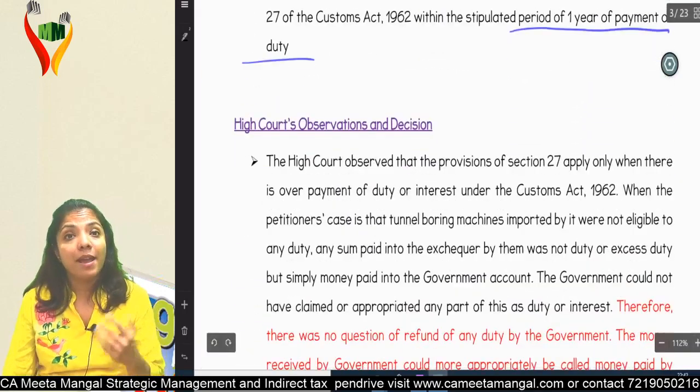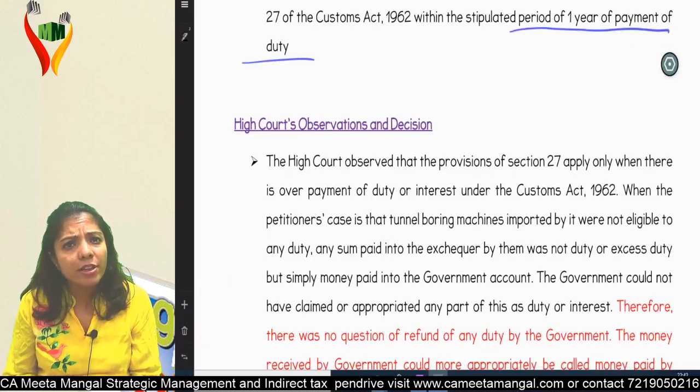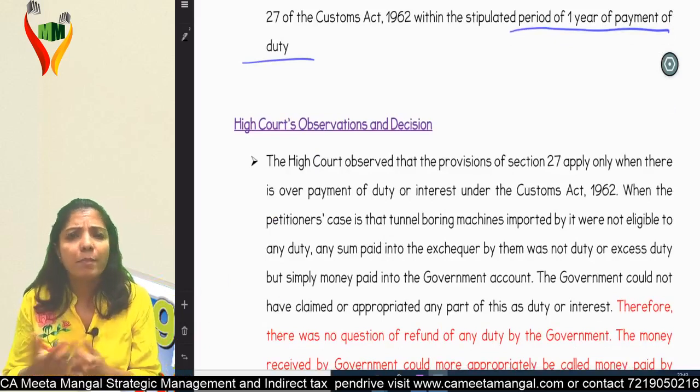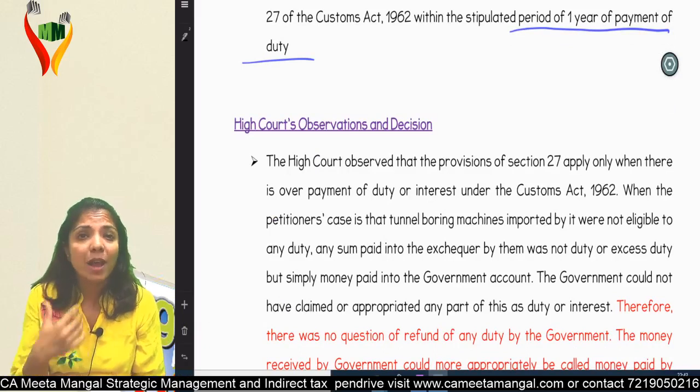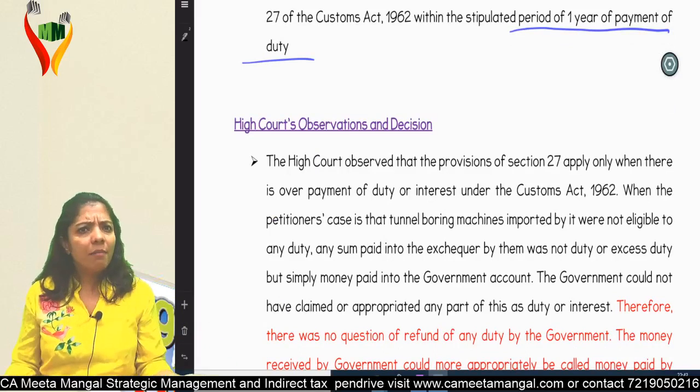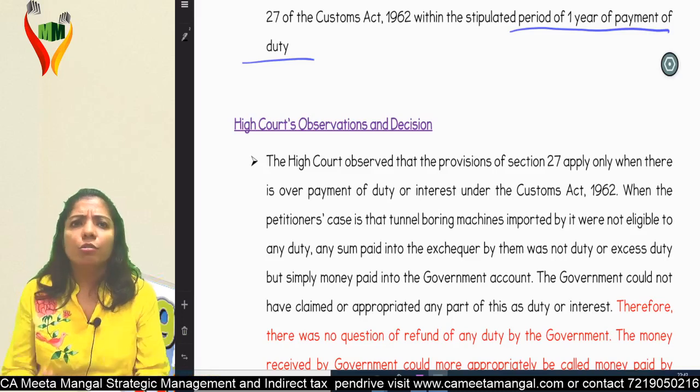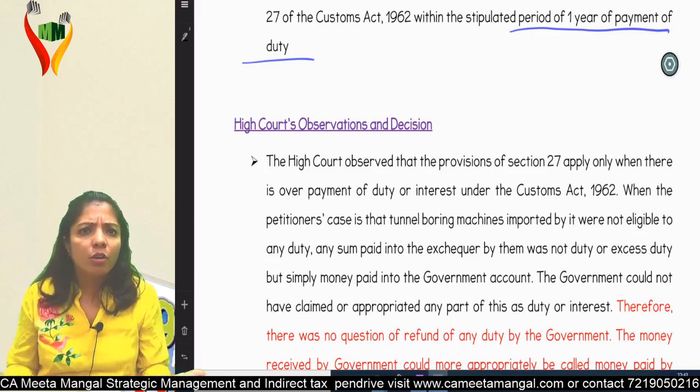Now what was done by the High Court? When the application got rejected, they must have gone for some appeals. Very good case law, a really good case law. See what happened? What will come to your mind? Yes, ma'am, you have paid the tax, you have not claimed refund within 1 year of payment of tax.